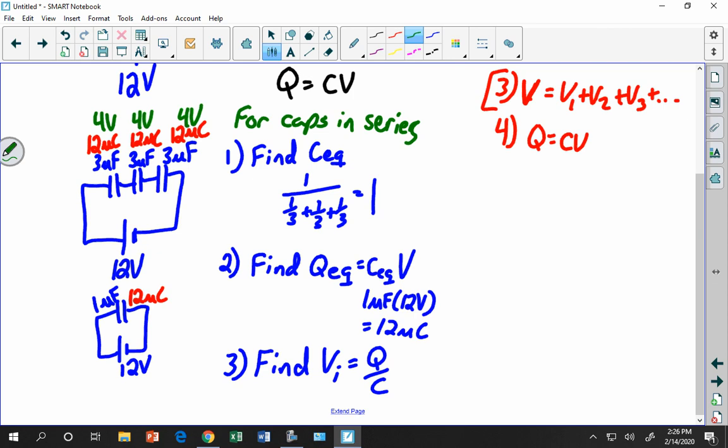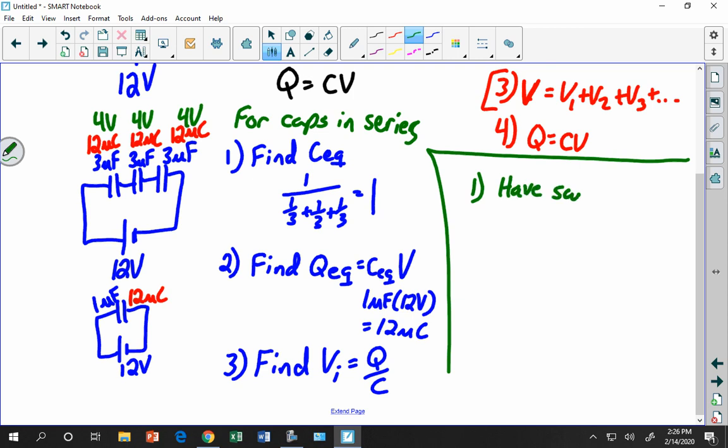Let's do caps in parallel too. Caps in parallel are a lot easier. Let me show you why. First of all, let's write the rules for caps in parallel. What do they have? They have the same voltage. Caps in series have the same charge. Caps in parallel have the same voltage.